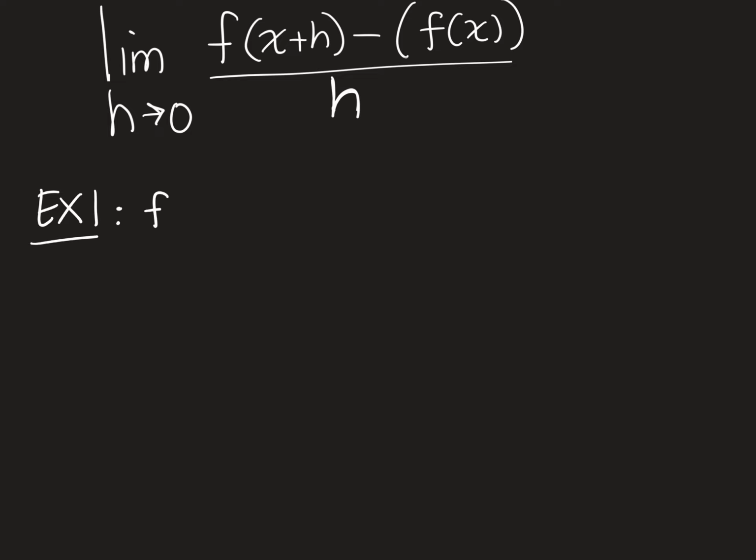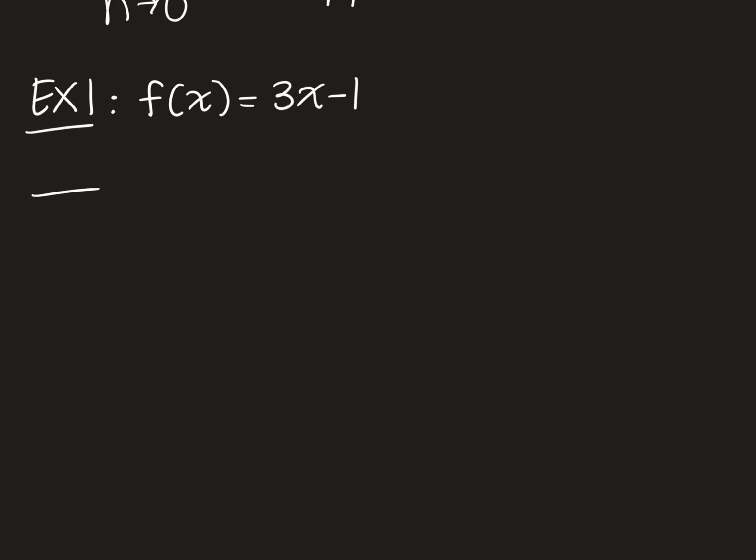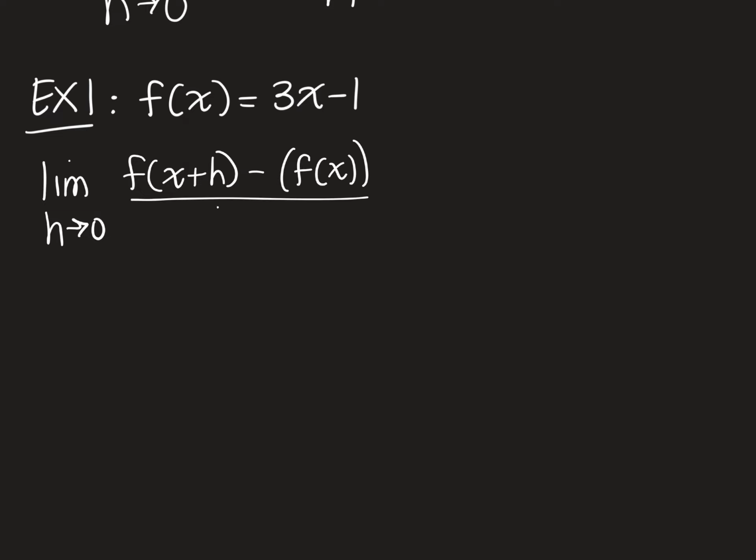So we're going to use the difference quotient with this function. F of x equals 3x minus 1. Now, my recommendation is you write this difference quotient out every time. That's how you're going to remember it, is if you're writing it out every time. So I'm going to start out this problem by writing out that limit. So I have the limit as h approaches 0 of f of x plus h minus f of x all over h.